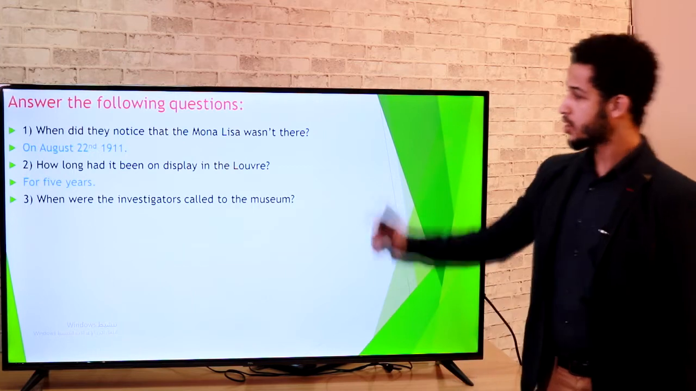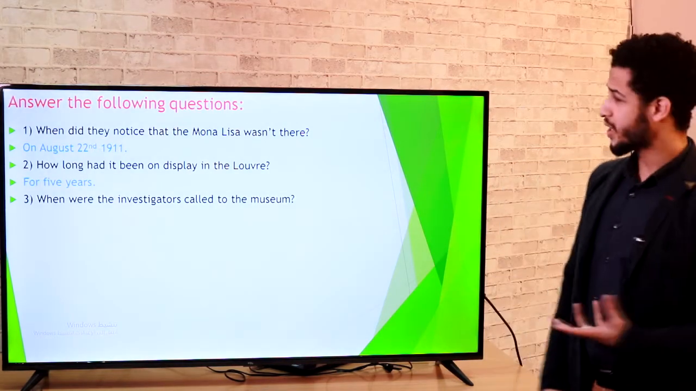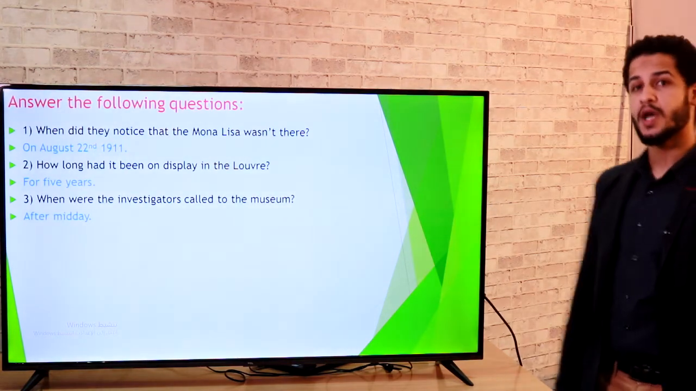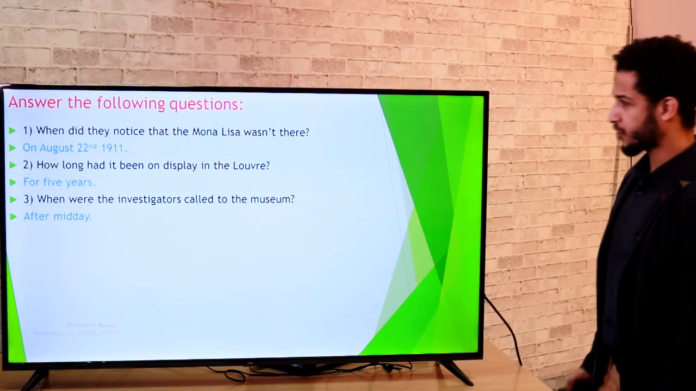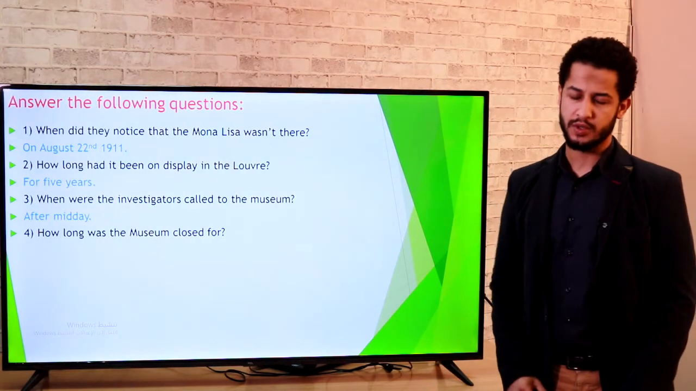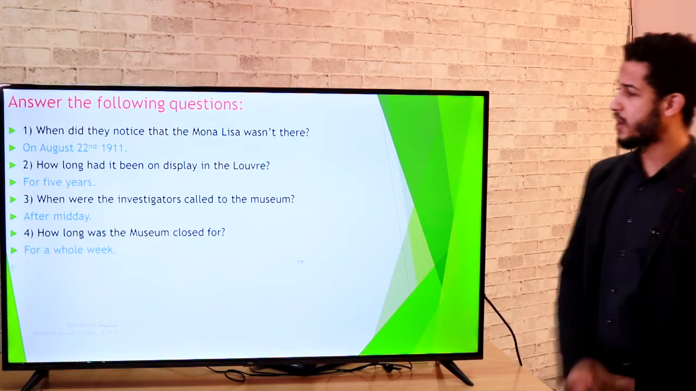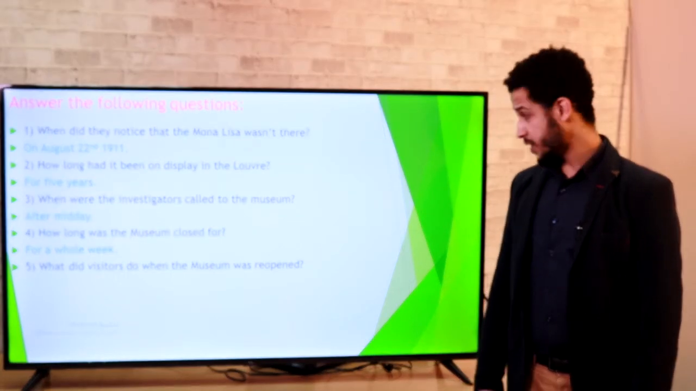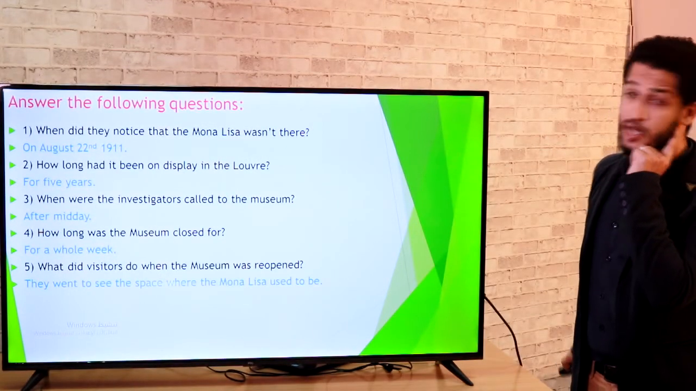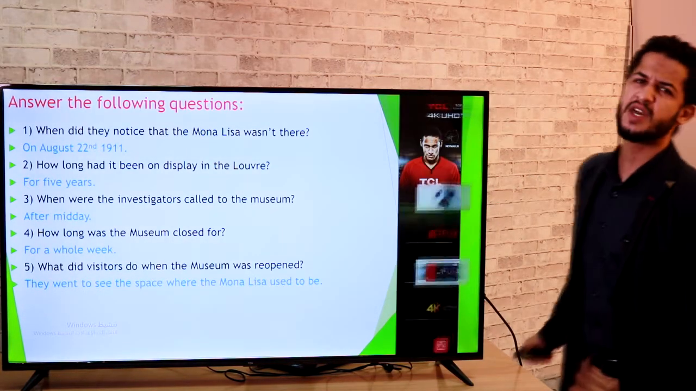Okay, question 3. Think with me. When were the investigators called to the museum? When were they called to come to the museum? Yeah, let's see. After midday. Excellent. Question 4. How long was the museum closed for? This is very easy. For a whole week. Question 5. What did visitors do when the museum was reopened? Can you read the answer? They went to see the space where the Mona Lisa used to be, the empty space only.